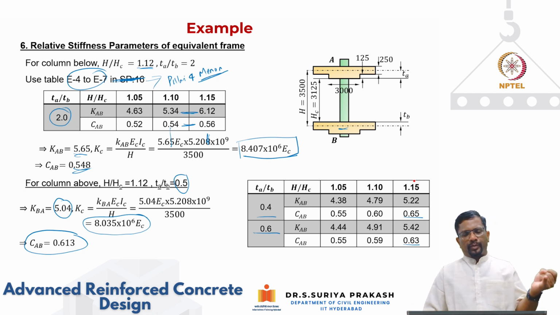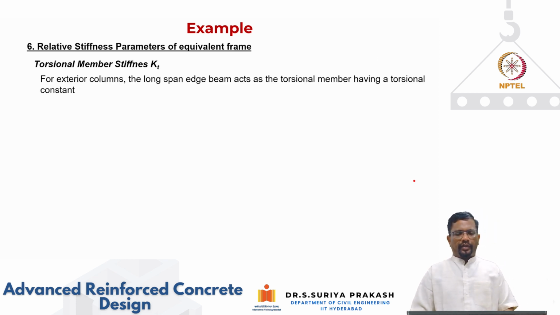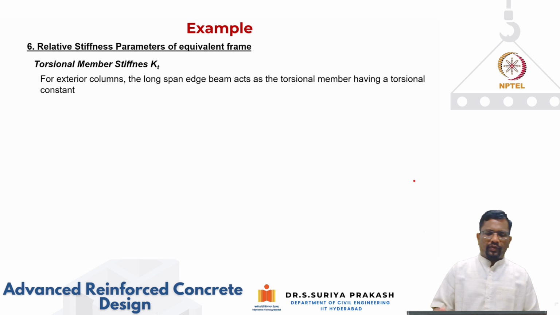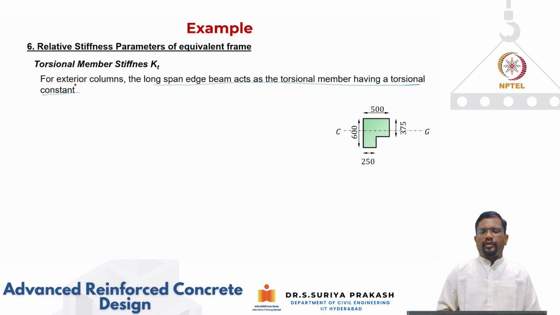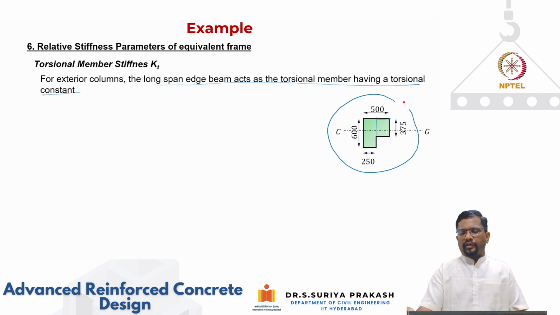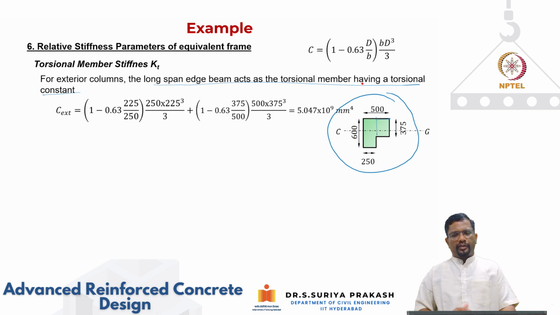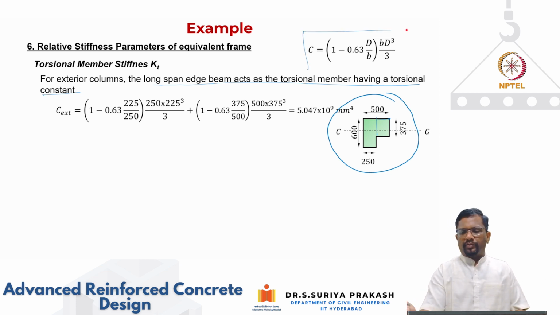Now I got the stiffness parameter, I got my carryover factor. Now let's see the equivalent frame. And for exterior columns, the long span beam is going to act as a torsional member with a torsional constant. So now I need to calculate this torsional constant. What are the dimensions of this? 250 by 600, and this outer edge is also going to be 250. Okay. So this is as per the dimension guidelines that are given in the code, right? So for this, now I need to calculate the C parameter. The C parameter, we said, is going to come from this.